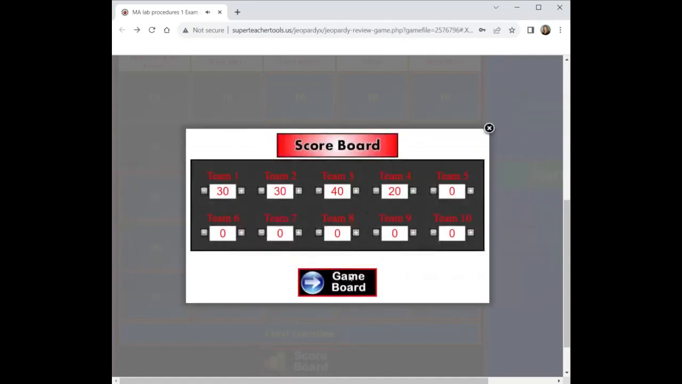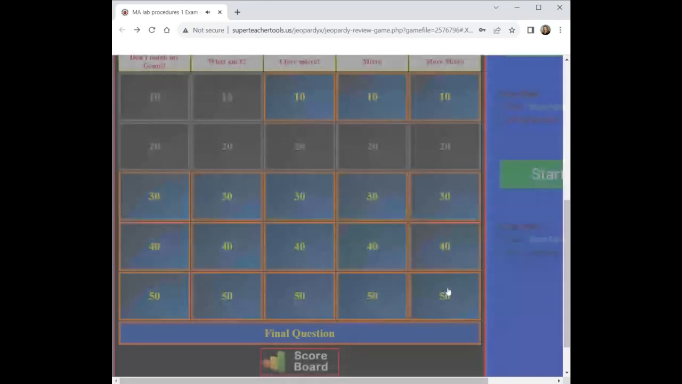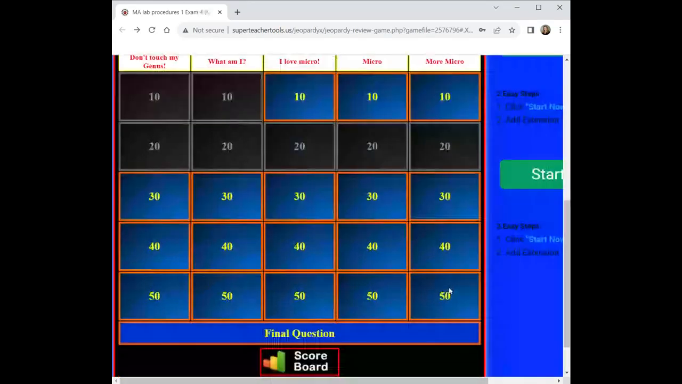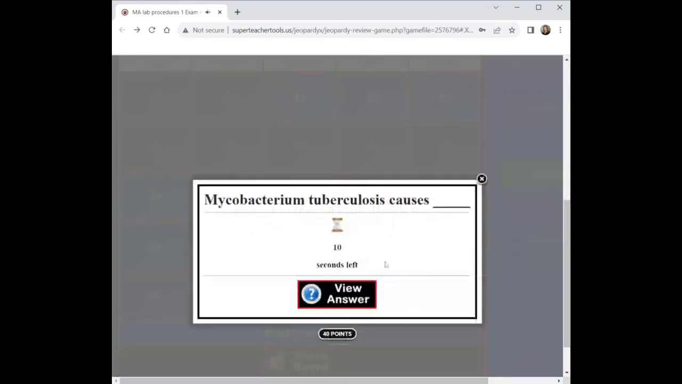Okay, that was team 3. Team 4, we have Mary and Ramsey. We could do micro 40. Big spender. Mycobacterium tuberculosis causes tuberculosis. Yeah, maybe.